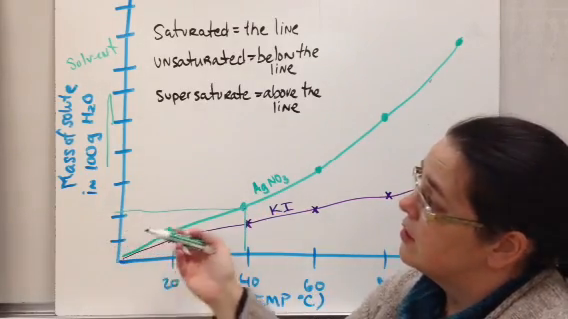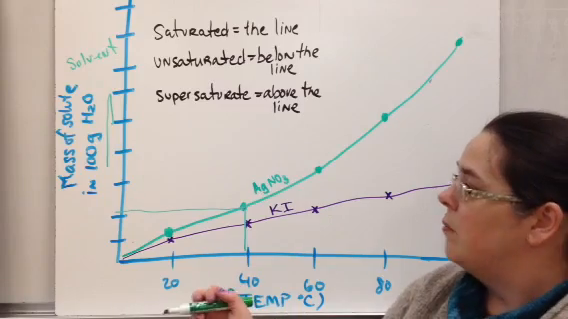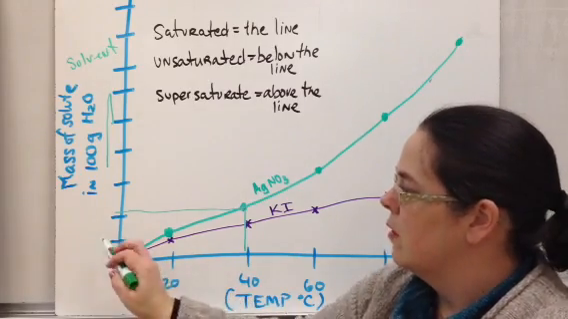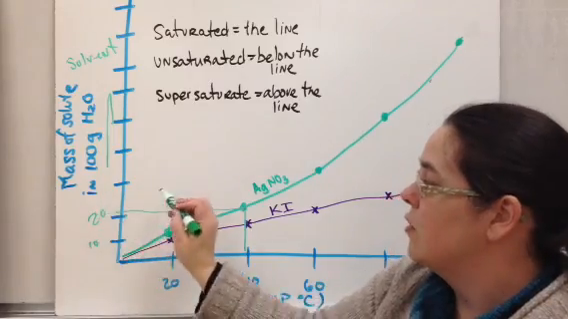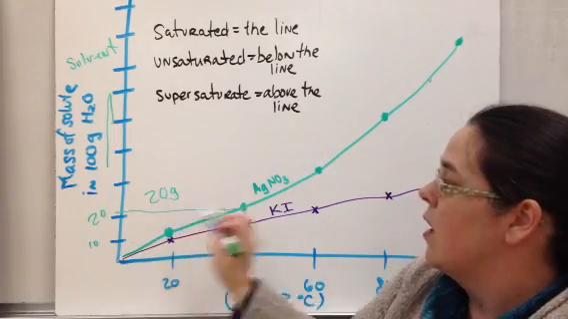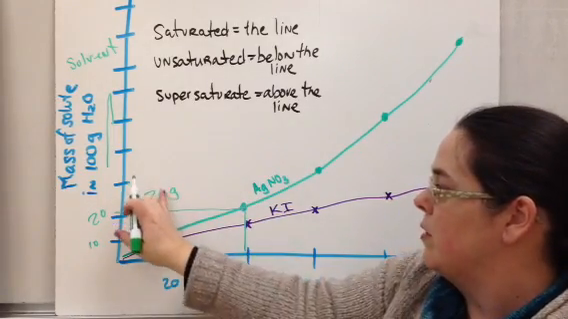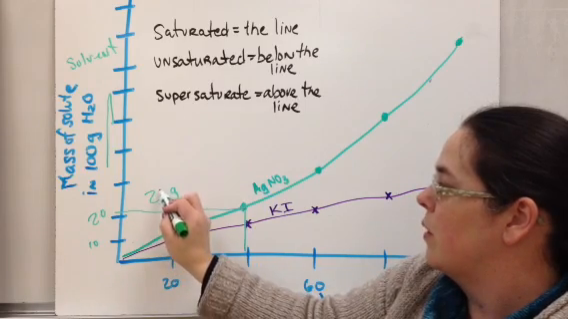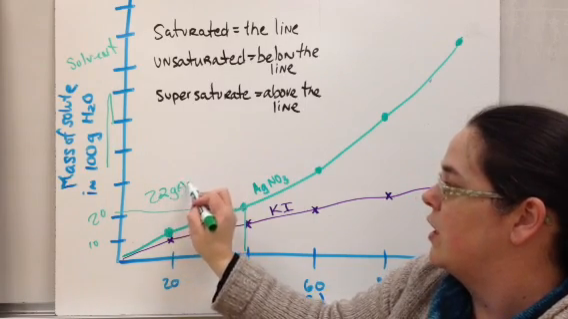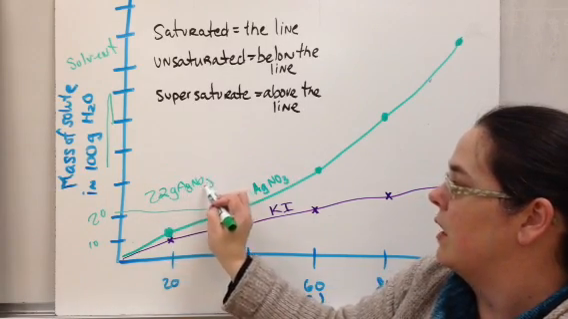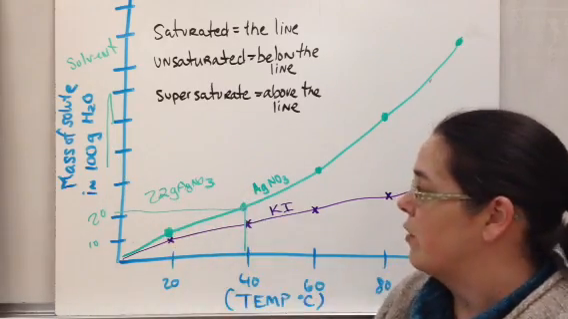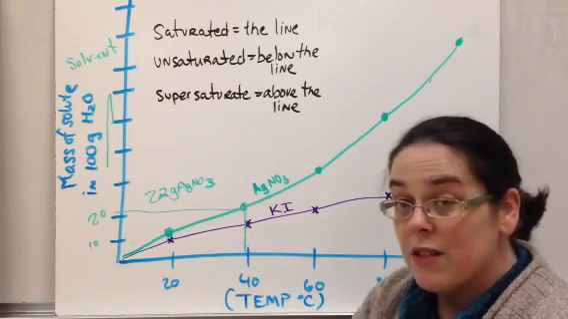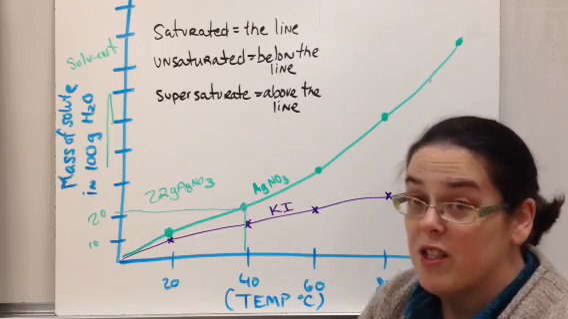So this is tens, 10, 20. So 20 grams, well just over 20 grams, so say 22 grams of AgNO3 can be dissolved in 100 grams of water at 40 degrees Celsius. So that's for AgNO3 for a saturated solution.